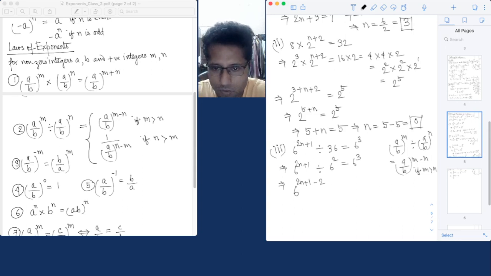So if I assume that, then I will have the left hand side as 6 raised to the power 2n plus 1 minus 2. This equals 6 raised to the power 3. So now I can equate the powers. Since the base is same 6, I can equate the power and say 2n plus 1 minus 2 equals 3.